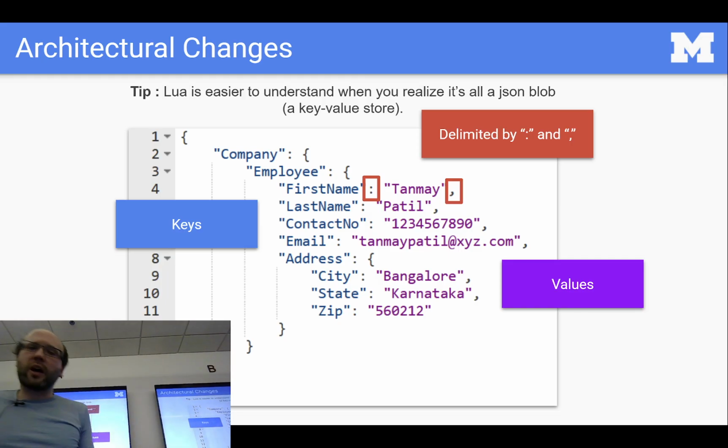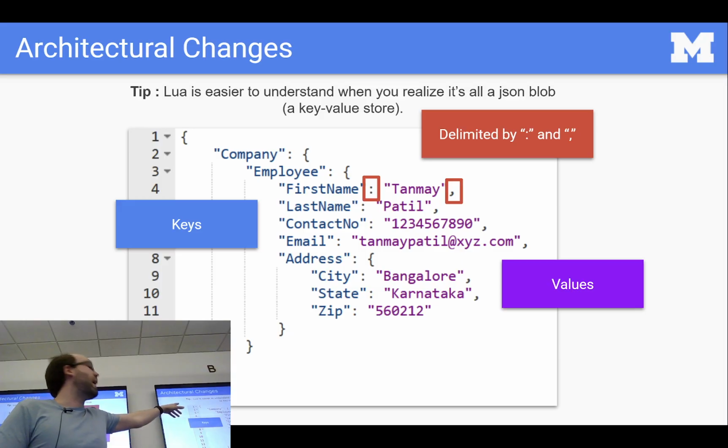In the case of JSON, these keys and values are delimited and separated by the colon, separating the key from the value, and the comma, which moves you on to the next thing.